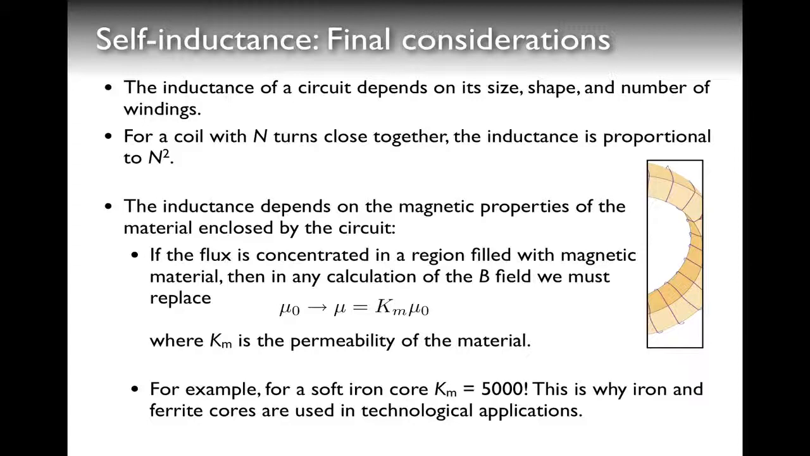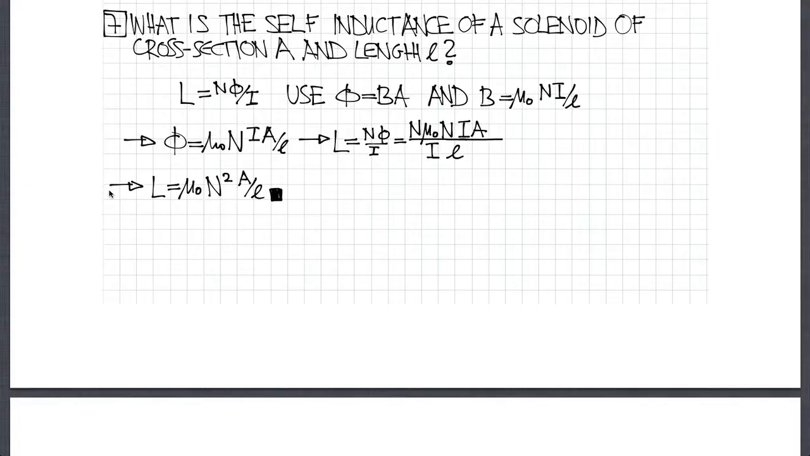Now let me compute the self-inductance of a solenoid with cross-section A and length l. The self-inductance is defined as N, the number of windings, times the flux divided by the current. Remember that the flux is going to be B times A, the B field times the cross-section A, and the B field for a long solenoid is mu naught N I divided by the length. We can plug the expression for B into the expression for phi, and plug that into the expression for L, and we obtain that L is N phi over I, which is N mu naught N I A divided by I times l.